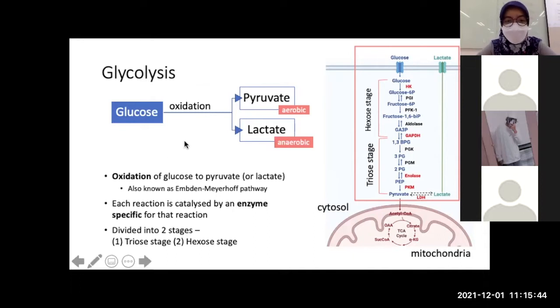Another name for glycolysis would be the Embden-Meyerhof pathway. Sometimes in exams, they may ask you to explain the Embden-Meyerhof pathway, so don't panic, it's actually the glycolysis pathway. Glycolysis is basically this pathway over here, starting from glucose down until pyruvate. All of this takes place within the cytosol, inside the cell. Then this pyruvate will be carried down here to the TCA cycle inside the mitochondria. Glycolysis itself has 2 stages, the hexose stage and the triose stage. Each of these steps, for example from glucose to glucose 6-phosphate, has specific enzymes catalyzing it.